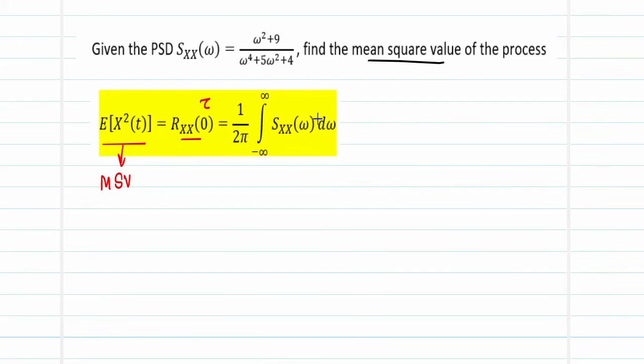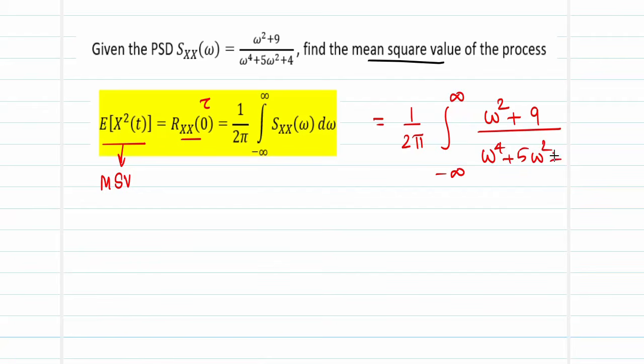So the exponential function in this place, e power 0, becomes equal to 1. So we have the formula as 1 by 2 pi integral from minus infinity to infinity of Sxx of omega d omega. Now if we apply the same here, it becomes 1 divided by 2 pi integral from minus infinity to infinity of (omega square plus 9) divided by (omega power 4 plus 5 omega square plus 4), with respect to d omega. I will have to integrate it.